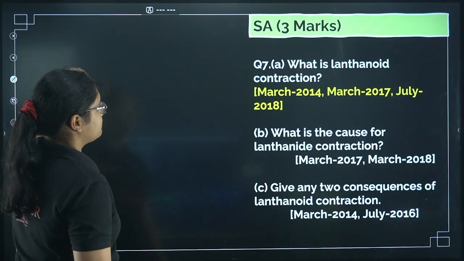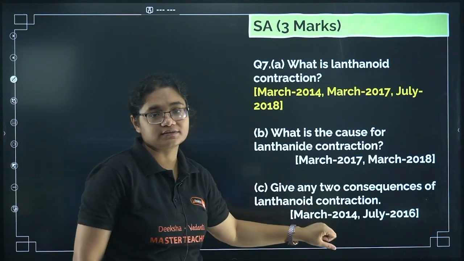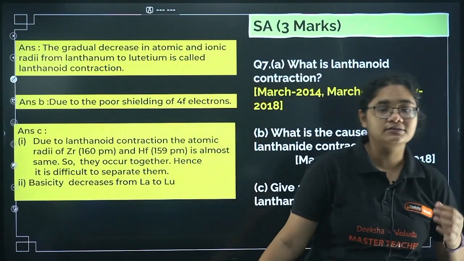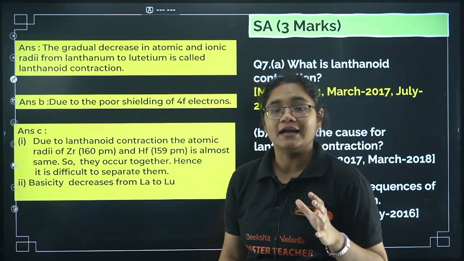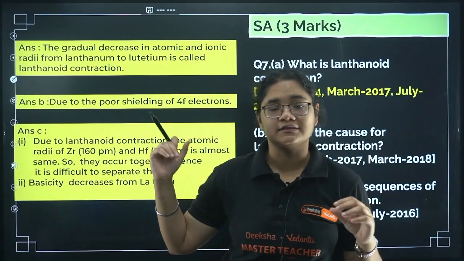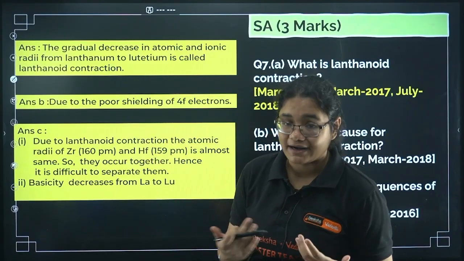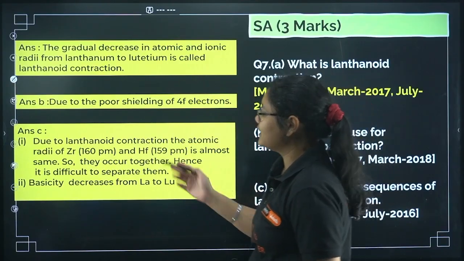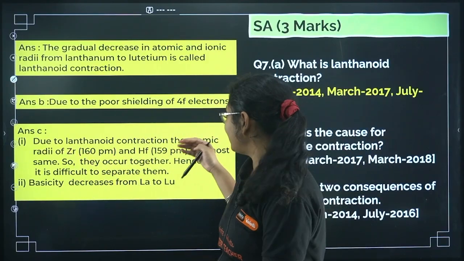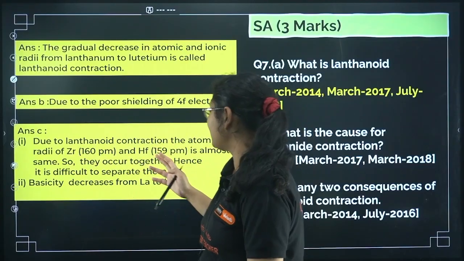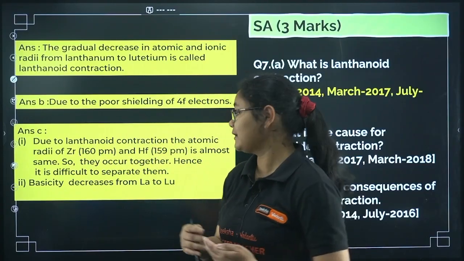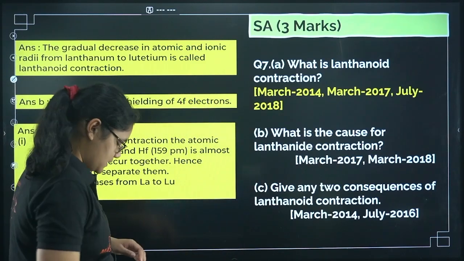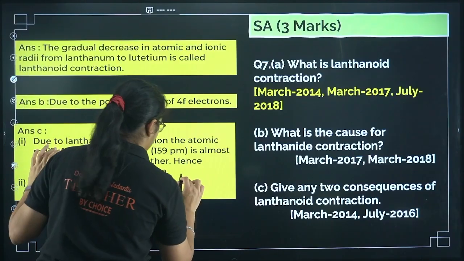Now coming to the next one, we have what is lanthanide contraction, cause and consequences. So first of all, you should know what is the definition of lanthanide contraction. The steady decrease in the size of the atoms from lanthanum to lutetium or along the series is called lanthanide contraction. Why does it take place? Due to the poor shielding of 4f electrons. What are the consequences due to lanthanide contraction? The size of 5d elements, zirconium and hafnium, is almost the same and it is difficult to separate them, and the basicity decreases from lanthanum to lutetium hydroxides. So here you have to mention hydroxides.